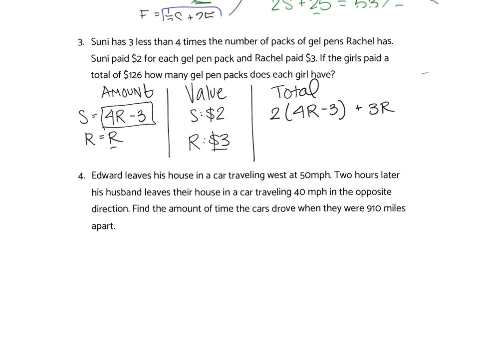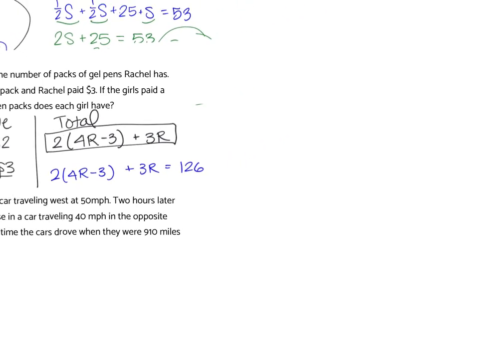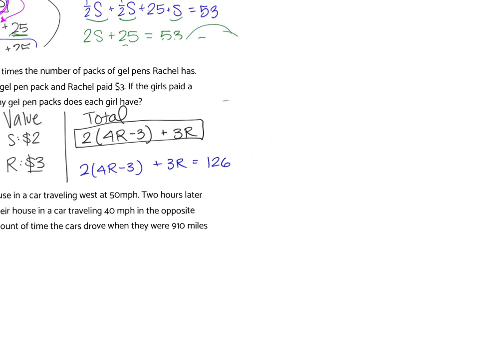So there's my expression. I'm going to use that expression to build an equation because I have one more piece of information. I'm told that all together they spent $126. So I can set my expression equal to 126. So I'm going to do 2 times (4R minus 3) plus 3R equals 126. This is where those equation solving skills from the last unit come back into play. I'm just going to rewrite it up here so that I have a little more room to show all of my steps.